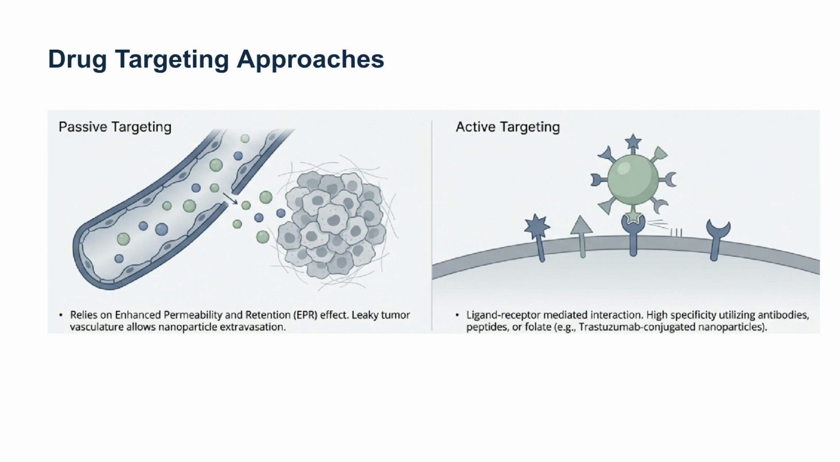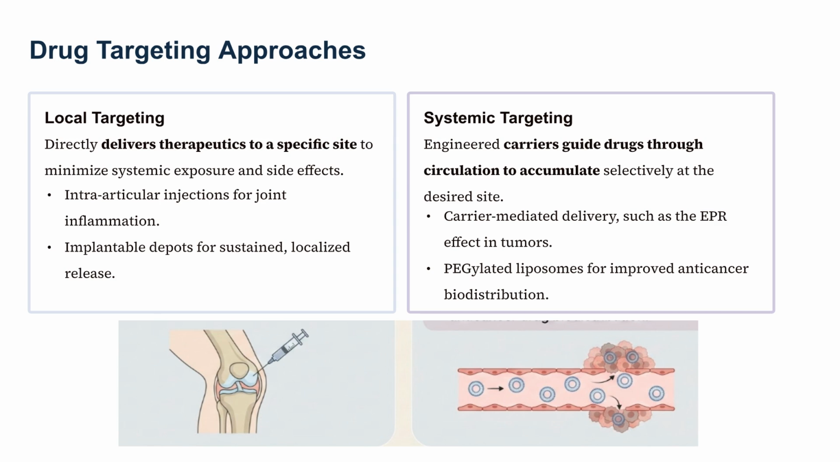This image illustrates the contrast. Passive targeting exploits leaky tumor vasculature to allow nanoparticle extravasation, relying on the EPR effect. Active targeting uses ligand-receptor interactions for high specificity, utilizing agents like antibodies or peptides to engage with receptors on the cell surface. Local targeting delivers therapeutics directly to a specific site, like intra-articular injections, minimizing systemic exposure.